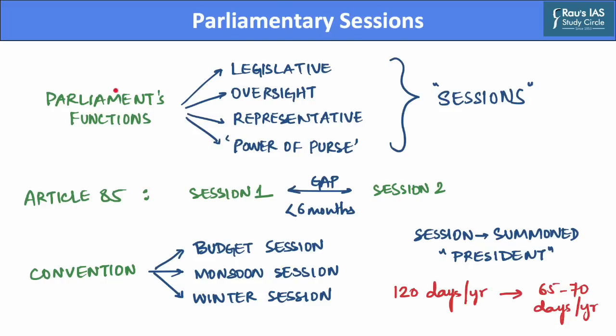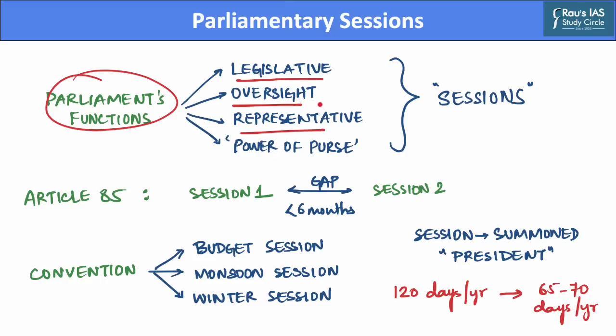Now, Parliament exhibits four broad functions. Parliament has a legislative responsibility. It is central to ensuring that the laws and policies passed by the Parliament reflect the will and interest of the people in general. Further, Parliament also has an oversight responsibility, which ensures that the executive, that is the government, performs its functions and duties satisfactorily.